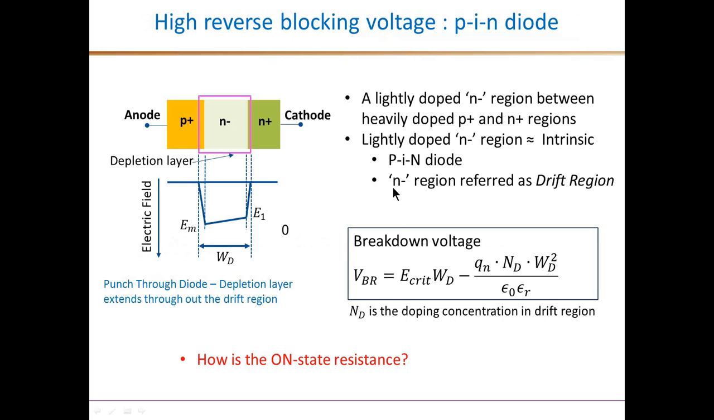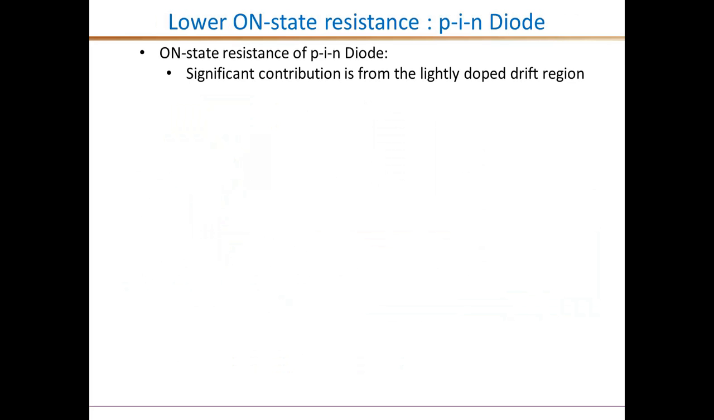So this we can design for a given breakdown voltage rating by appropriate choice of the width WD, which in this case is the width of the N minus region mostly. But the question is, does that significantly affect the on-state resistance? The lightly doped N minus region certainly significantly contributes to the on-state resistance of the diode.